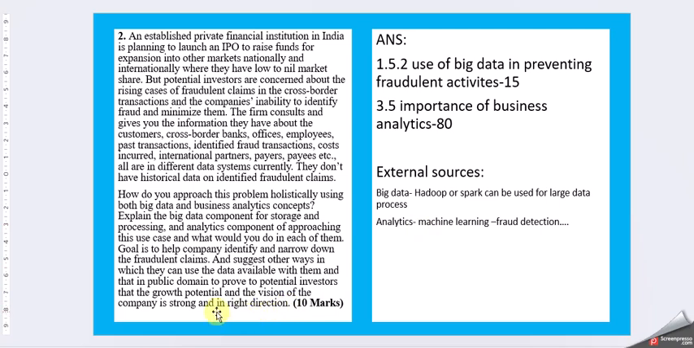Then finally, you have to make sure that the company is making a positive image towards the investors. So try to mention that in the final part, that they have the potential growth. Based on the importance of business analytics, you can mention that.